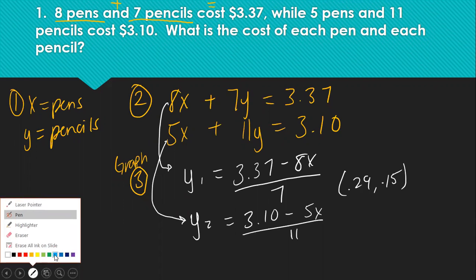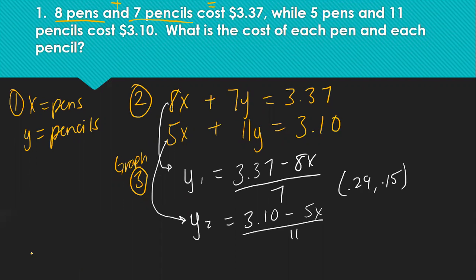So now we're going to answer the problem. So the problem says, what do we want to know? What is the cost? So in terms of this problem, I didn't mean to choose orange. What is the cost of pens? We write pens cost how much? 29. That's because pens is which variable? X. Pens cost 29 cents.